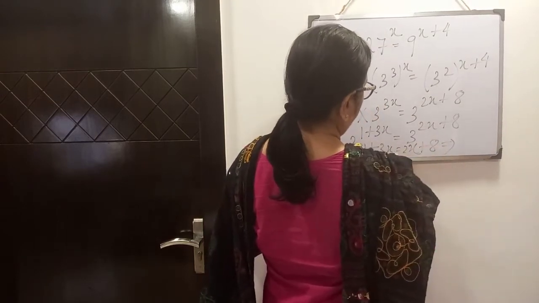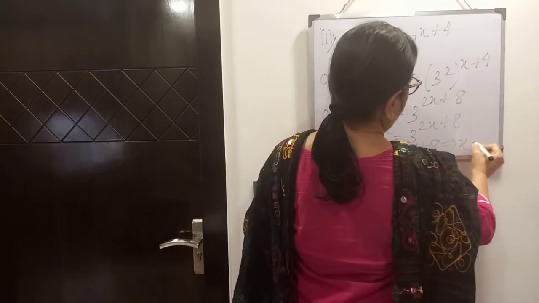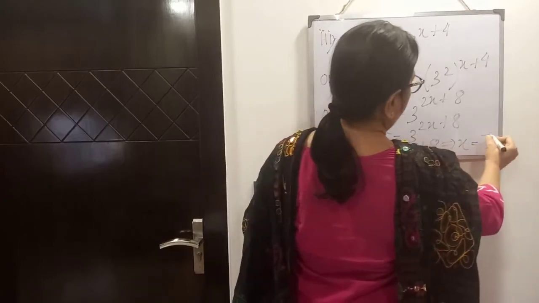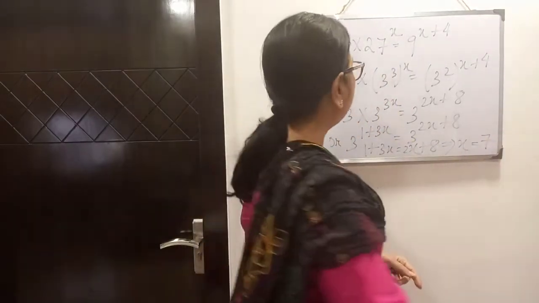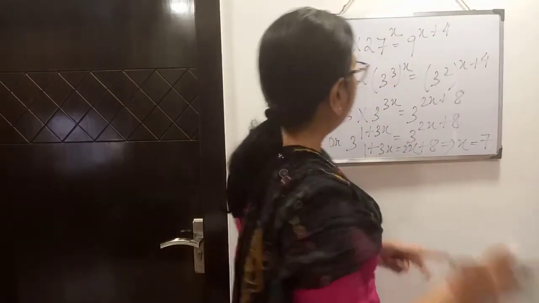Now x will come this side. 3x minus 2x means x and 8 minus 1 means 7. This is the value of x. Clear? Then next one.